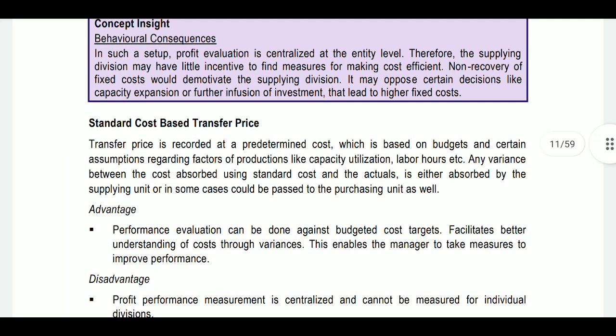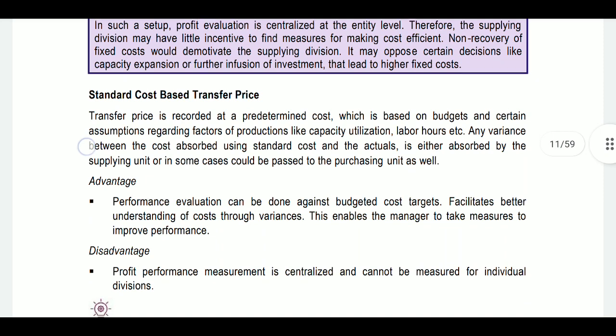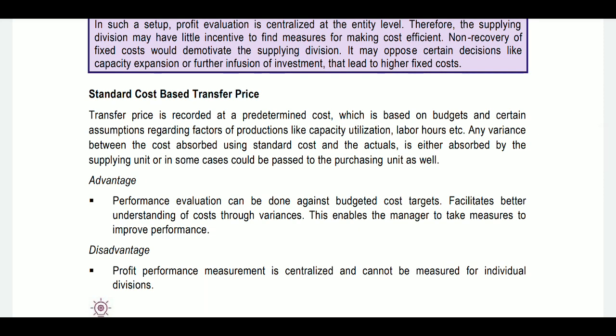Next, another method, standard cost based transfer. Here, the transfer price is recorded at a predetermined cost. We will determine some cost, and that cost only is used for this price. This cost is based on budgets and certain assumptions. For example, for 2 months it will be increased by 2 rupees, and the budget will be 30 rupees. 30 plus 2, this is the standard cost.